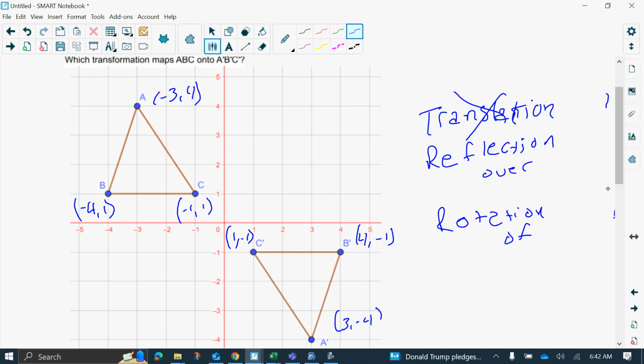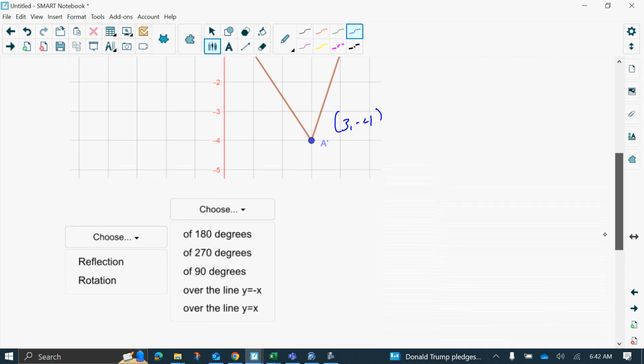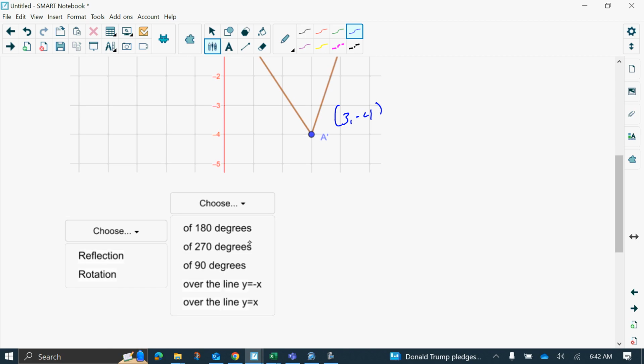So we've got rotation over and reflection over. Well, here are our choices. We can reflect over the line y equals negative x, or y equals x. Well, we already said we're not doing y equals negative x this year, so we can get rid of that one. That leaves y equals x.